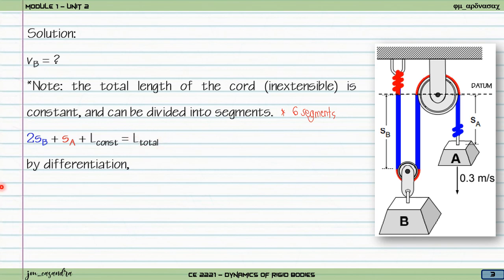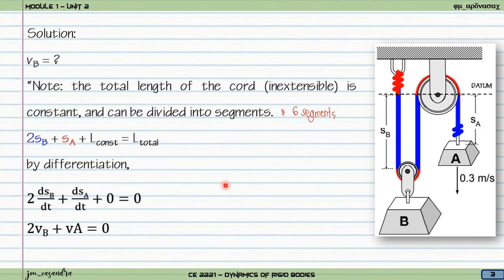By differentiation, we now get 2 times the derivative of SB with respect to time plus the derivative of SA with respect to time plus 0, which is the derivative of a constant, is equal to 0. We know that the derivative of a length with respect to time is our speed. So we can simplify this equation as 2VB plus VA equals 0.